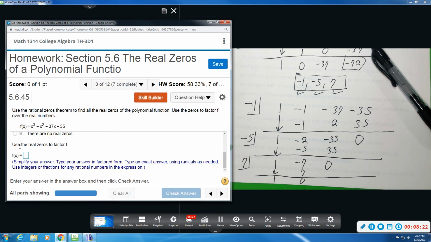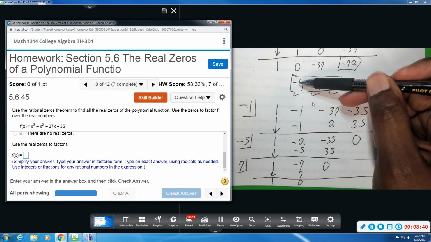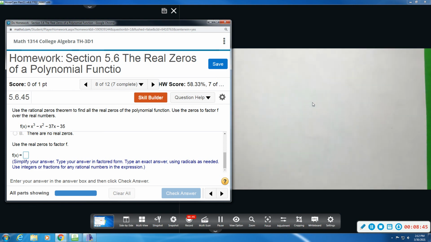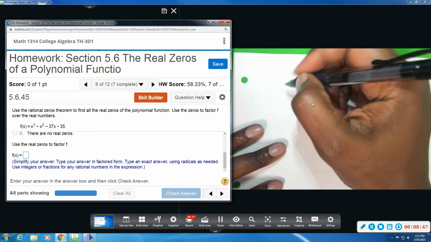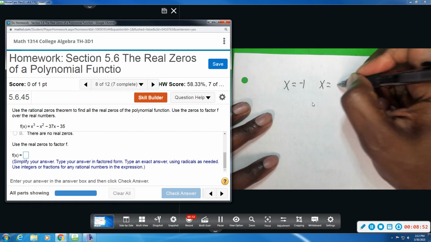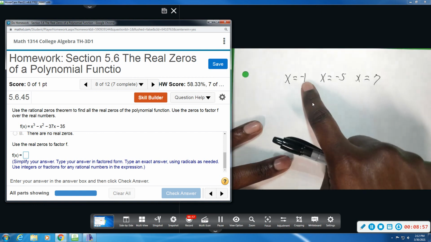And then it says use the real zeros to factor f. Okay, so what this means when we want to factor it, we're going to take these zeros and we're going to write it in linear factors. So now that we found the numbers -1, -5, and 7, we can now write this in factored form. So that is, we have x equals -1. We have x equals -5. We have x equals 7. We're going to set these equal to 0.